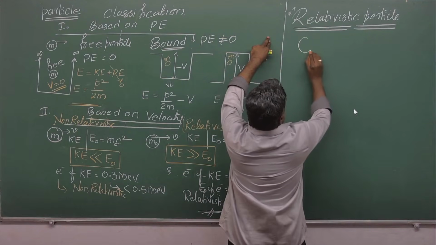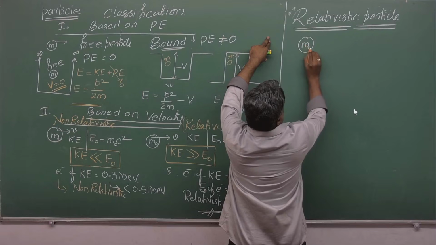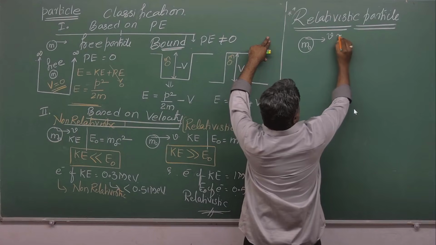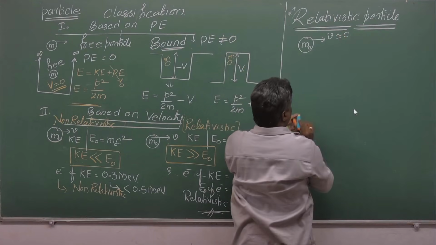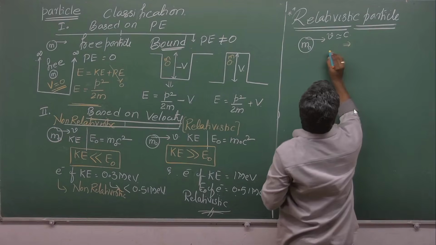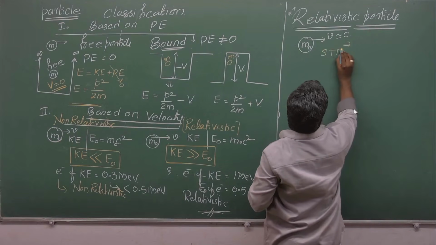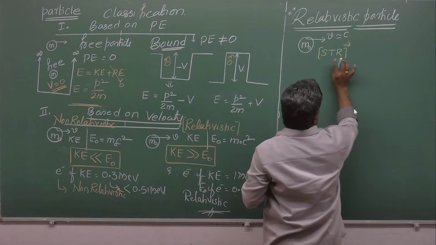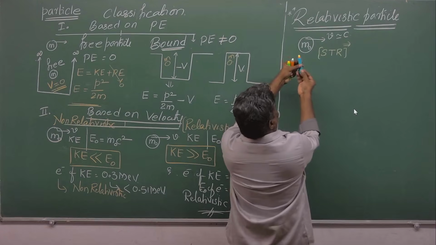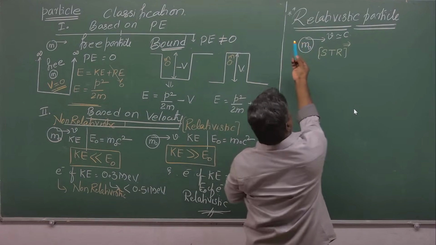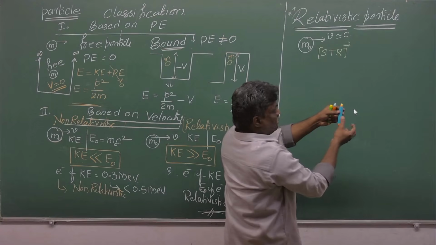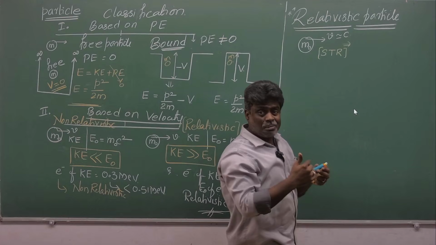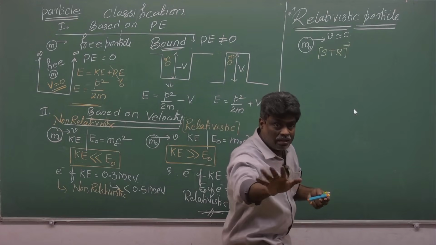Okay. Now this is the rest mass m0, which is moving with velocity v nearly equal to c. Then according to Einstein's special theory of relativity, whenever a rest mass m0 is moving with a high speed, its momentum will be increased. Momentum increased means mass increases, velocity not increasing.